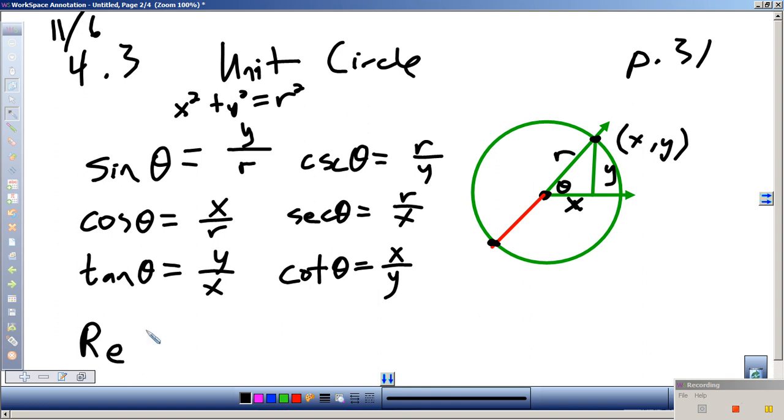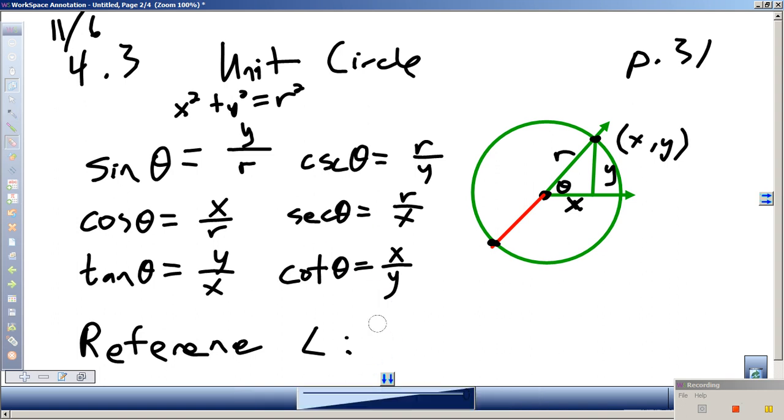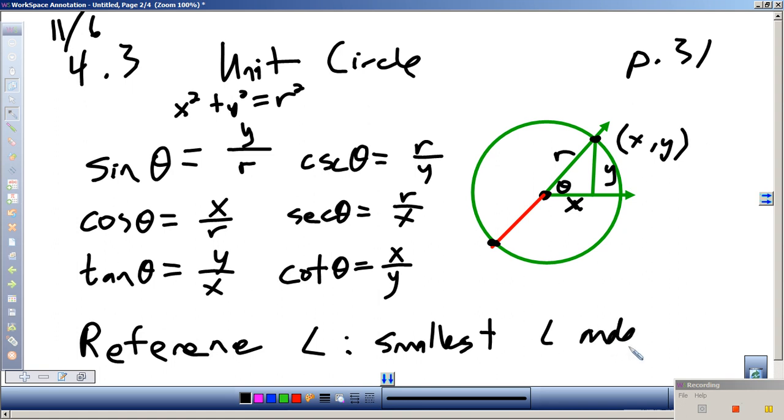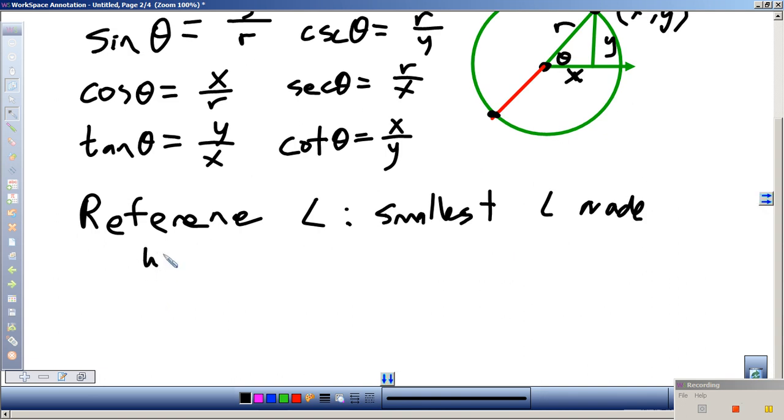Now you'll hear a term called the reference angle. And we'll be using it fairly often, whether or not you actually refer to it as a reference angle. The reference angle is the smallest angle made with the x-axis.